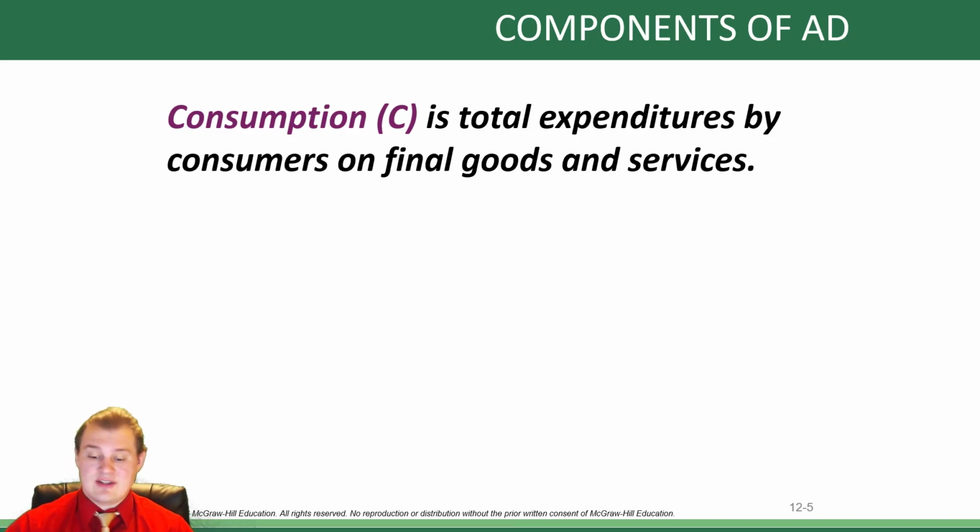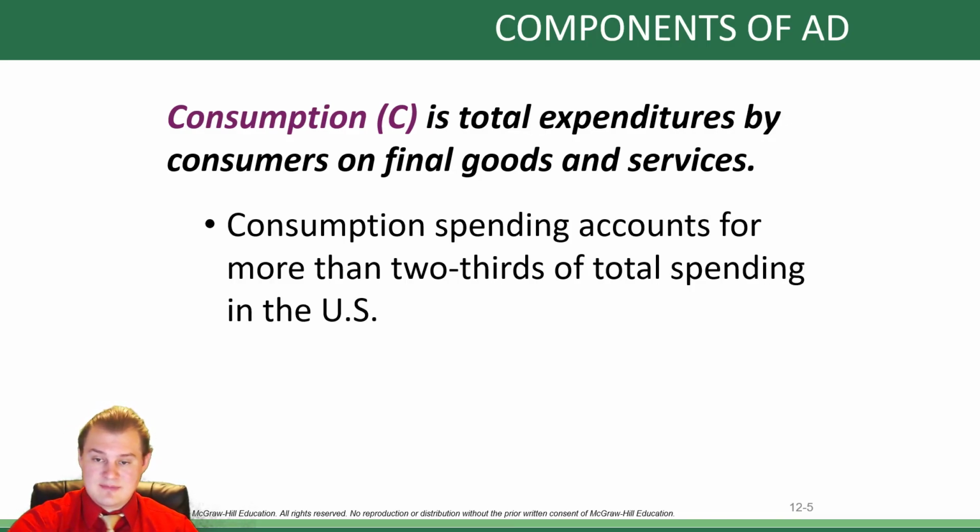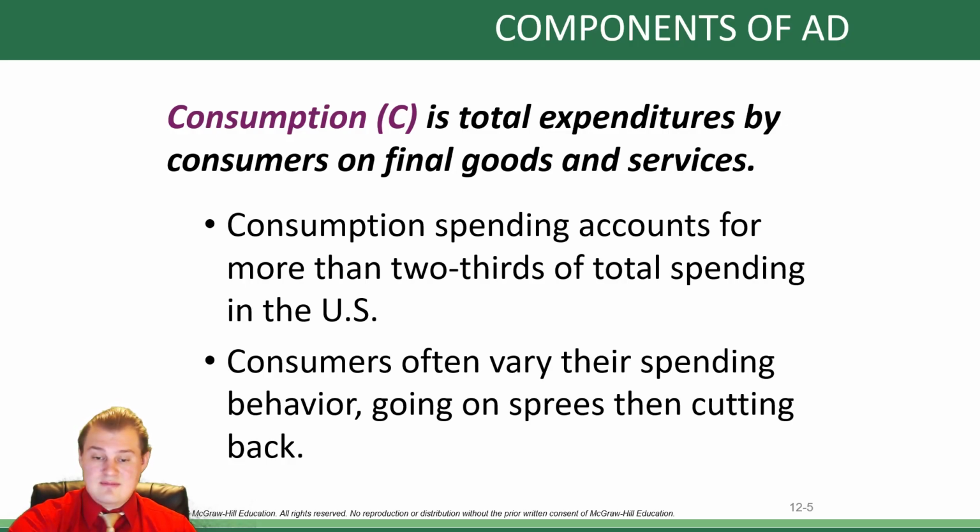Consumption is final goods and services, things that consumers are spending on. It's 2/3 of the economy, so just remember, it's about 70%, okay? And consumers vary their spending behavior. They go on sprees, then cut back. This is just what happens. Like when you get a paycheck, how long does it take you to spend it? Well, it depends. You mark out that you've got rent and some other fixed things coming up. But then you have all this disposable income, and when you have lots of disposable income, you spend it quite readily. But once you start running down on disposable income, you start holding back a bit.